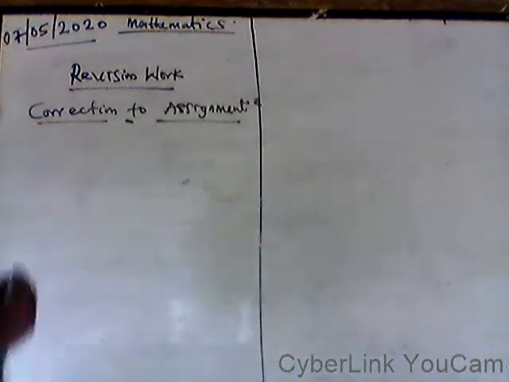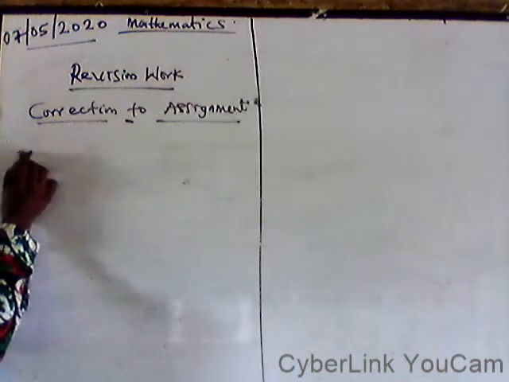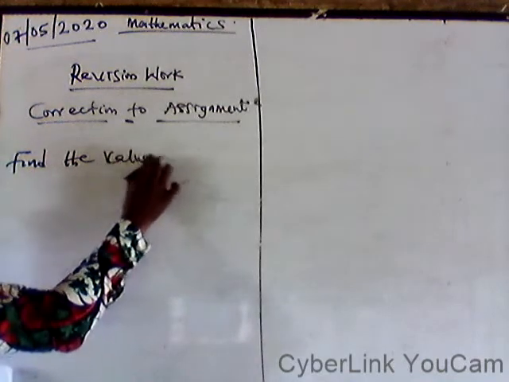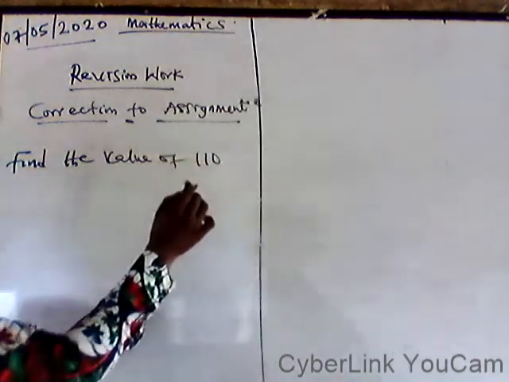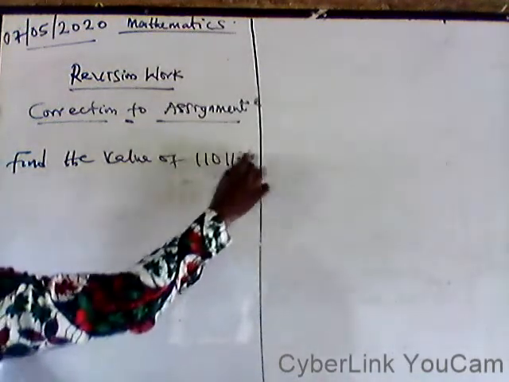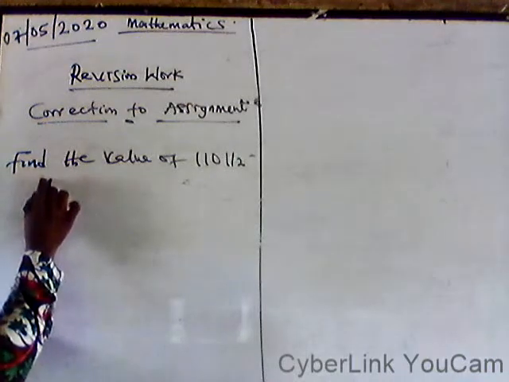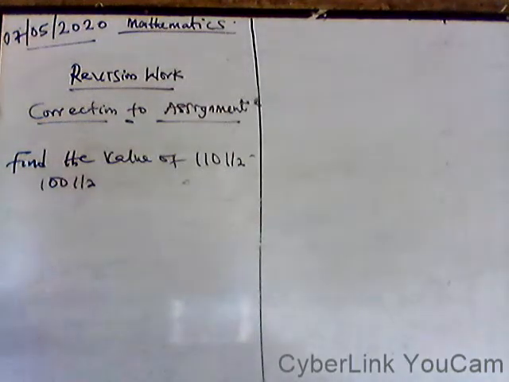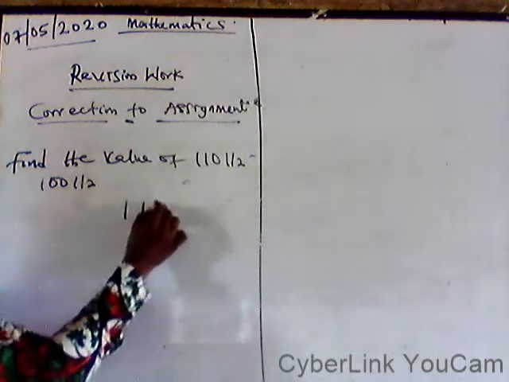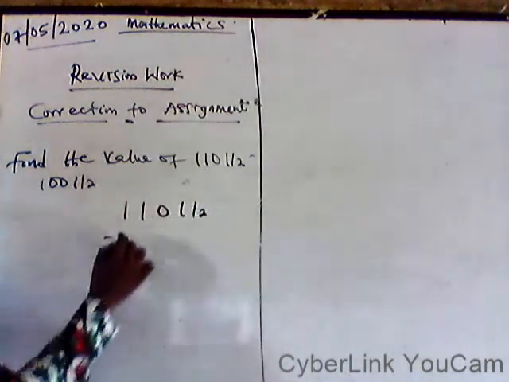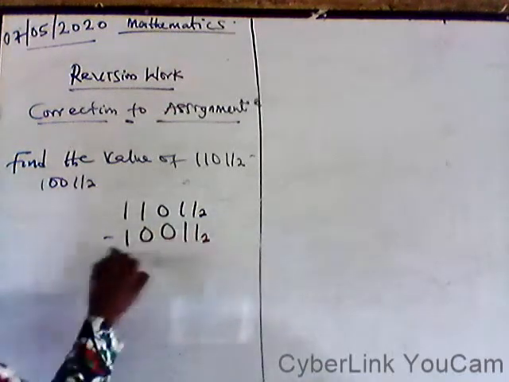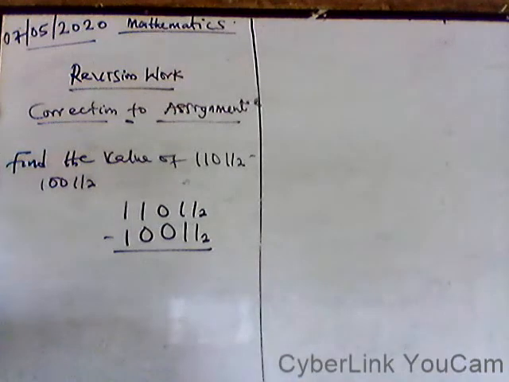The first question for the assignment, you have to find the value of 11011 base 2 minus 10011 base 2. So how do you do that? As we did last class, you have your 11011 base 2 minus 10011 base 2. So find the difference between the two. What will it give you?